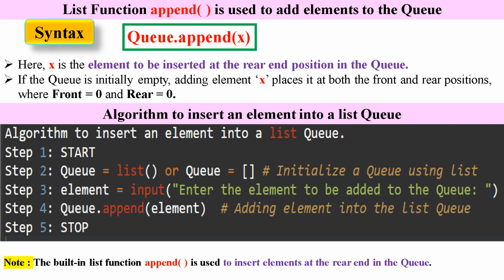This operation simulates the process of enqueuing, adding an element to the rear of the queue in a typical queue data structure. Step 5. Stop. This step marks the end of the algorithm's execution. It signifies that the task of adding an element to the queue has been completed. Note that the built-in list function append is used to insert elements at the rear end in the queue.